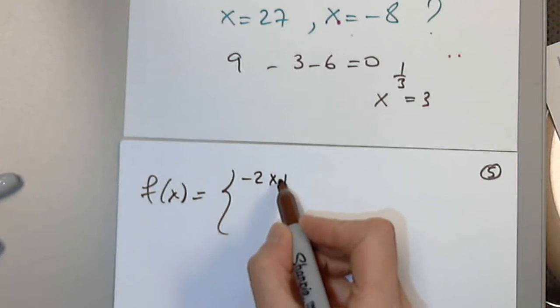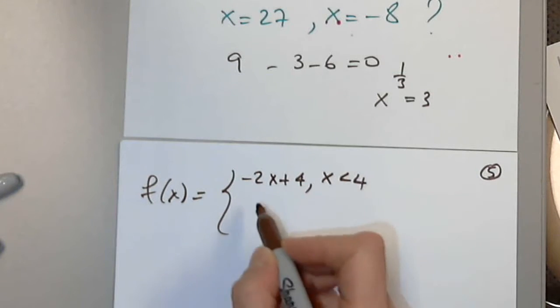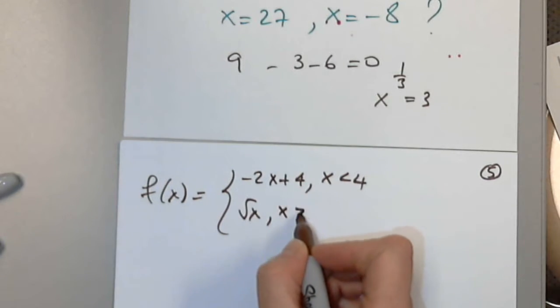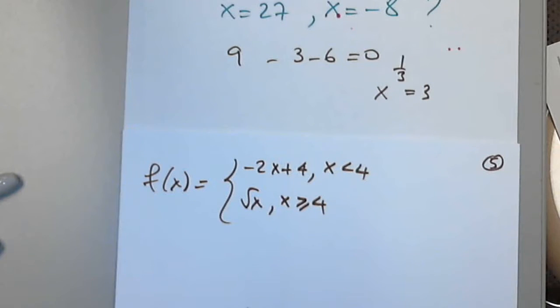Okay, so negative 2x plus 4 for x less than 4, and the square root of x for x greater than or equal to 4. So this is definitely a piecewise defined function. Let me emphasize one mistake that I saw as a common mistake. If you remember the piecewise defined function, the 2 pieces cannot overlap. If they overlap, that is not a function anymore by the vertical line test, correct?